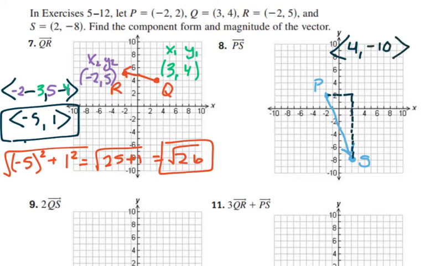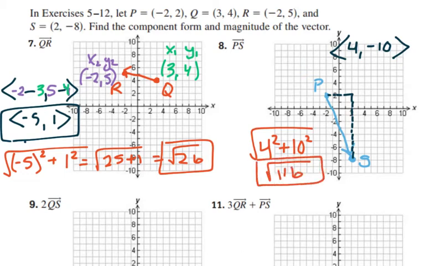So you don't necessarily have to do this whole subtraction idea, but if you don't have a grid, it's a lot easier to do it with the subtraction. And then, of course, our magnitude is going to come from 4 squared and 10 squared, being square rooted. And so we're going to have the square root of 116 for the magnitude.